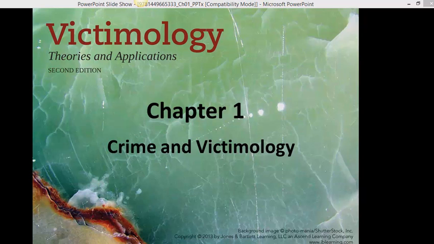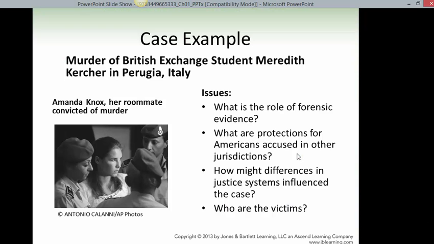Victimology, Theories and Applications, Chapter 1, Crime and Victimology. Case examples: murder of British exchange student Meredith Kercher in Perugia, Italy. Issues: what is the role of forensic evidence? What are protections for Americans accused in other jurisdictions? How might differences in justice systems influence the case? Who were the victims?